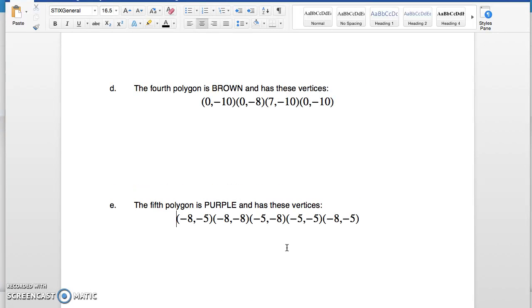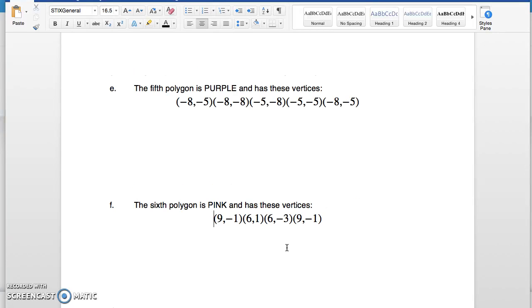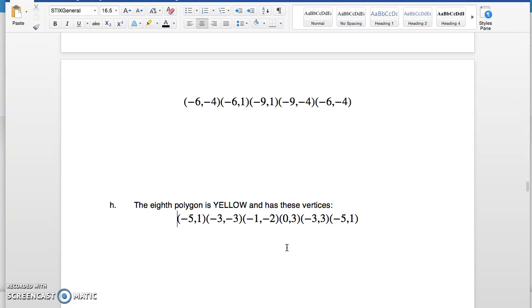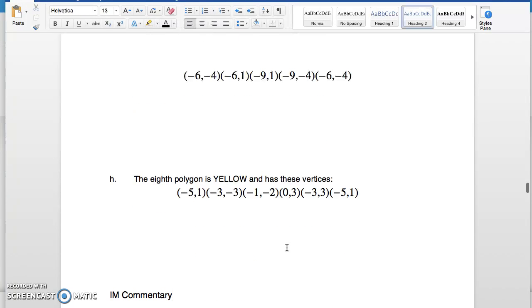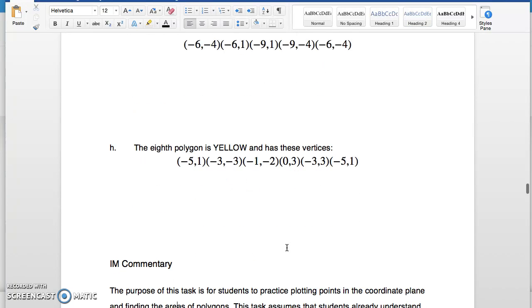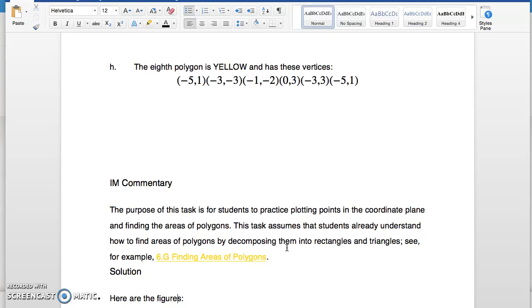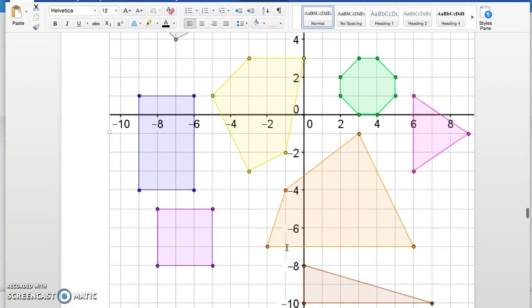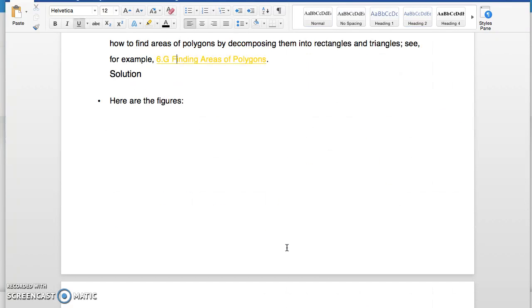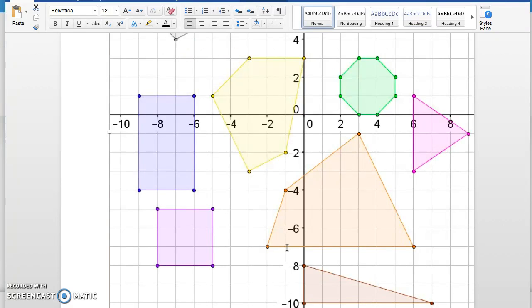The fourth polygon is brown and had these vertices. The fifth polygon is purple and has these vertices. The sixth is pink and had these vertices. The seventh is blue and had these vertices. And the eighth polygon is yellow and had these vertices. So the purpose is for the students to practice plotting the points in the coordinate plane and finding the areas of the polygons. This task assumes that the students already understand how to find areas of polygons by decomposing them into rectangles and triangles. So that standard is right there. So here would be the figures for that.